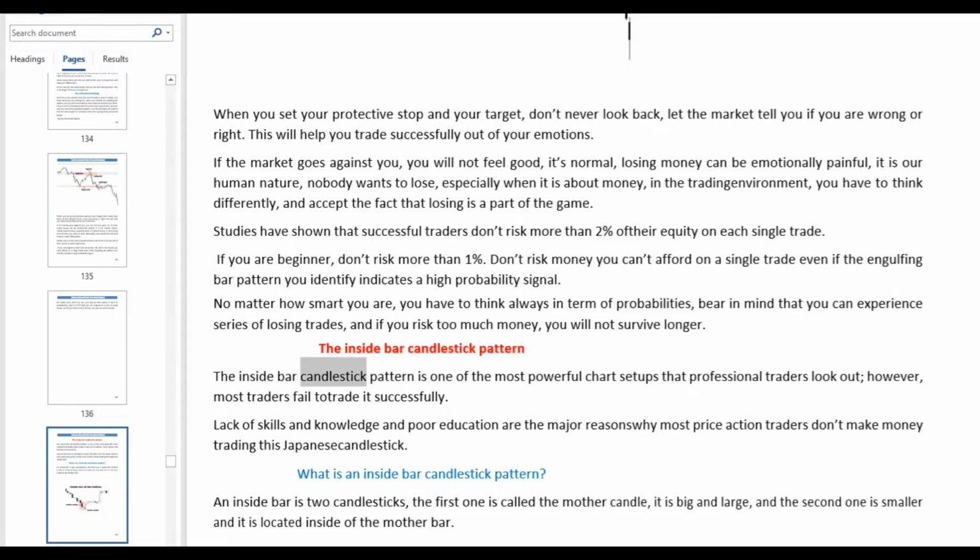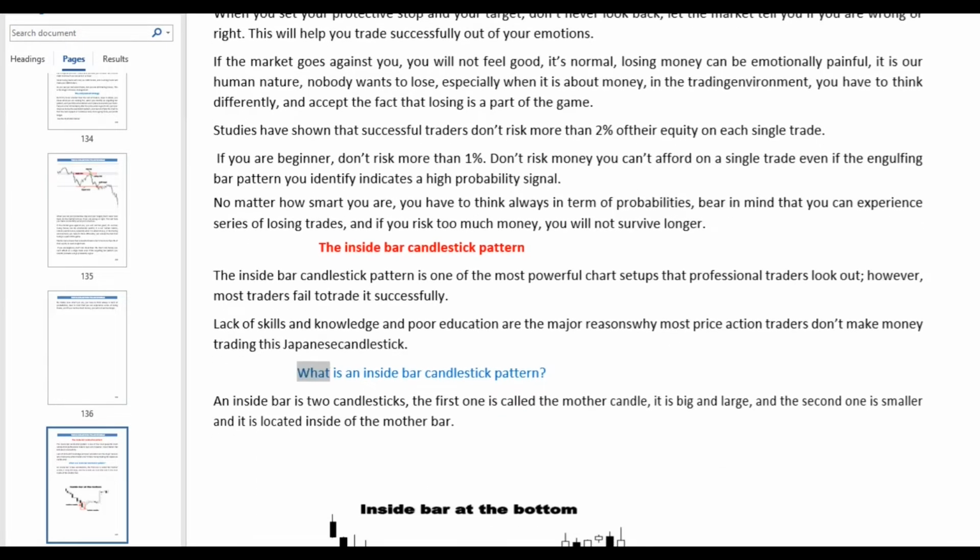The inside bar candlestick pattern. The inside bar candlestick pattern is one of the most powerful chart setups that professional traders look out for. However, most traders fail to trade it successfully. Lack of skills and knowledge and poor education are the major reasons why most price action traders don't make money trading this Japanese candlestick. What is an inside bar candlestick pattern?